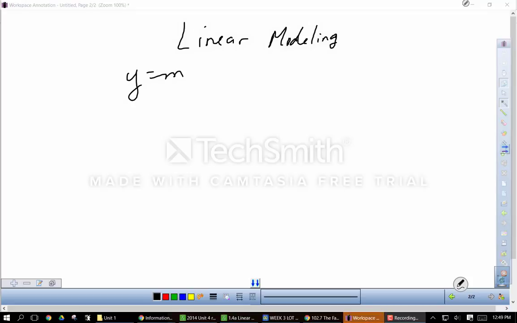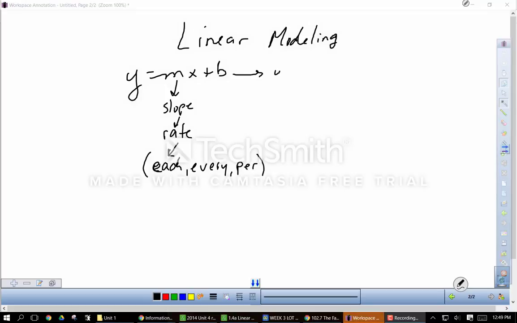Remember, y equals mx plus b is what we need. This is our slope, which means rate. And we have some key words that mean the same thing: each, every, and per. And this one we said was our y-intercept, but what we actually care about is our starting cost, or starting amount, and then the initial cost. Okay, so that's a quick refresher.